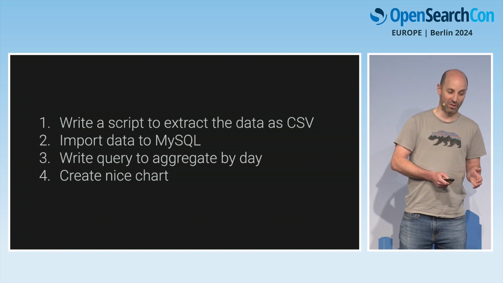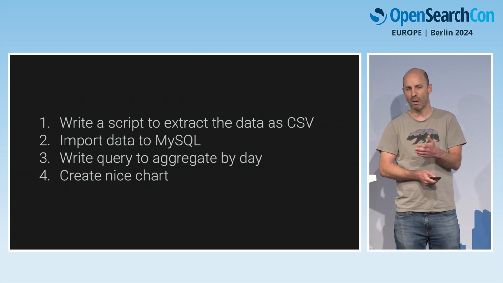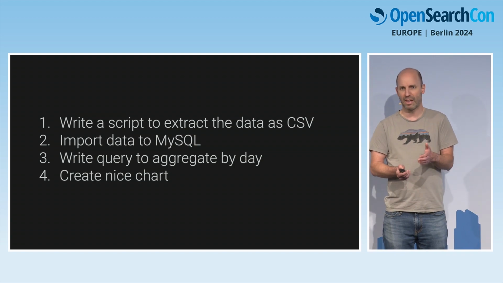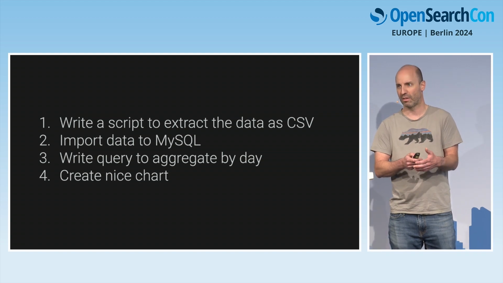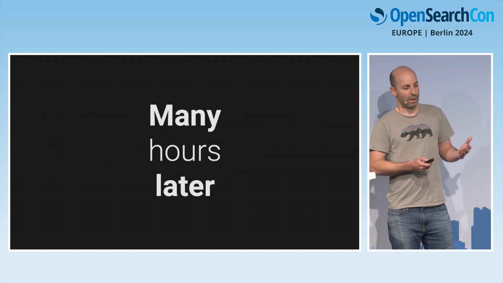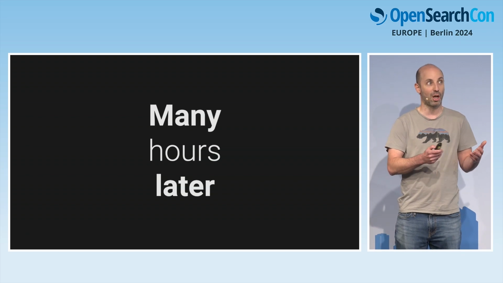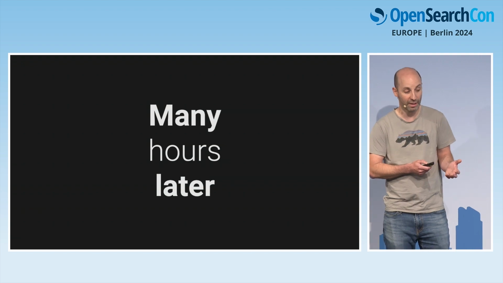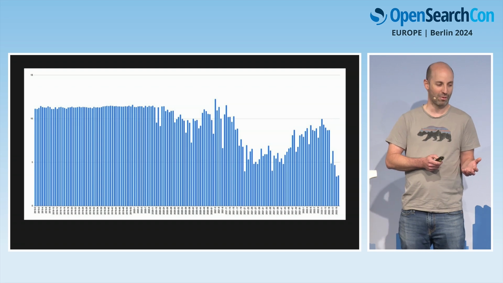So, okay, let's start. Write a script to extract the data we need, put it into a CSV, import the data to MySQL, then write a query to aggregate by day, and create a nice chart, because if you visualize the stuff, you get more of an overview of what really happened, right? Of course, this took us some time to filter everything, download the stuff, export the stuff from Slack, and so on. But afterwards, yay, we had a nice graph, right?